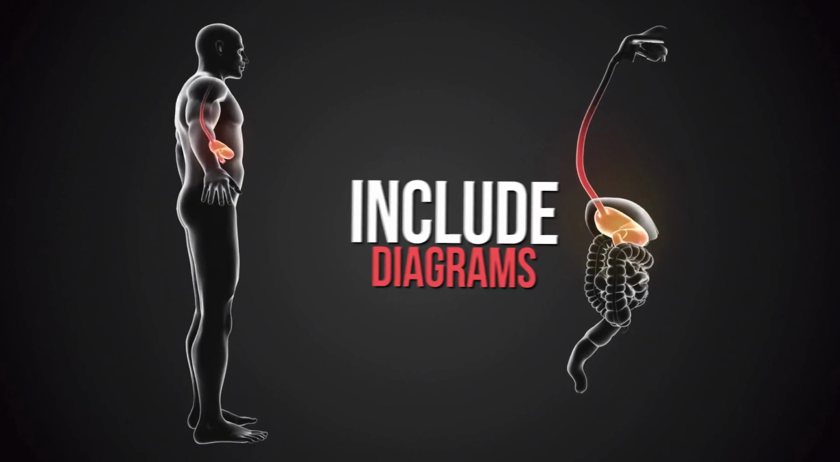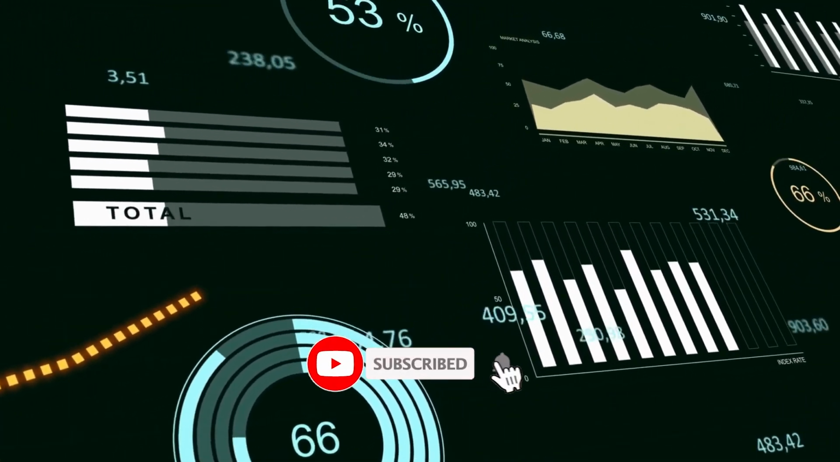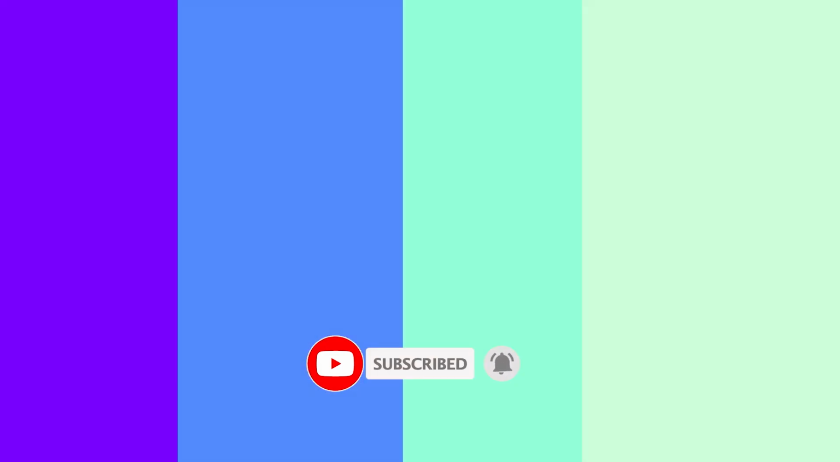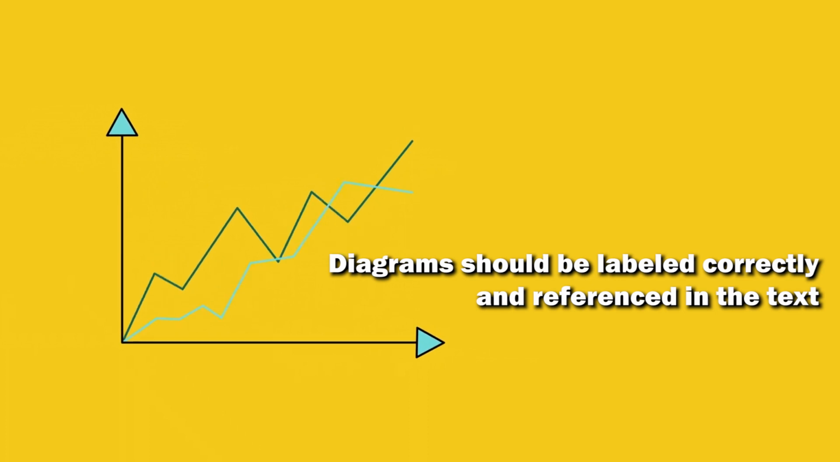Include diagrams. Use diagrams, charts, and tables to present the data in a visually appealing way. Ensure that the diagrams are labeled correctly and that they are referenced in the text.